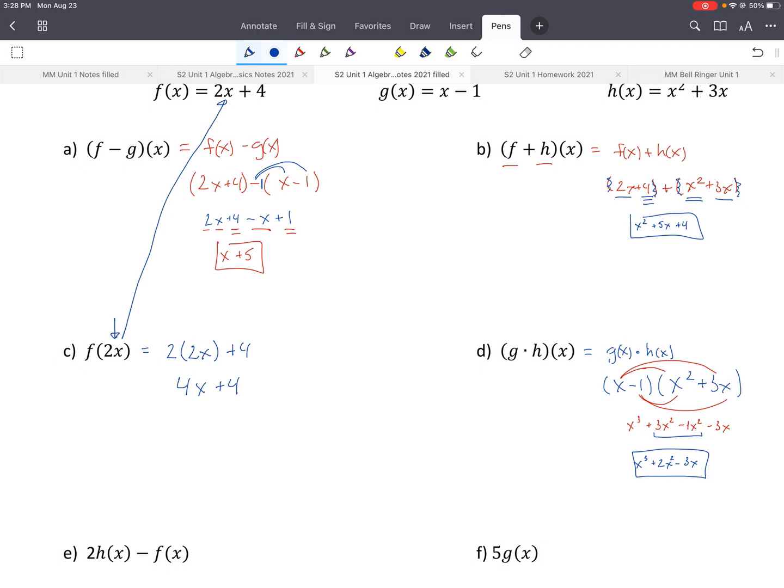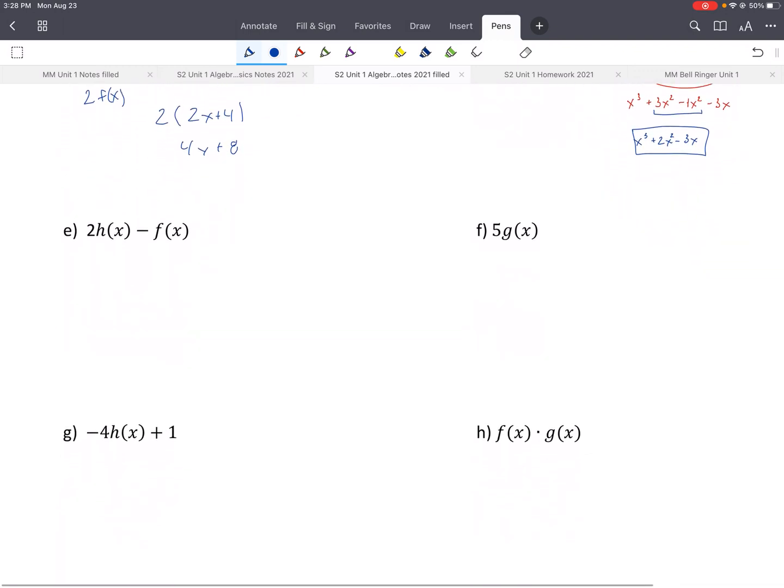And it's different than just, this is not the same as 2 times f of x, because that would end up giving you 2 times 2x plus 4, which would give you 4x plus 8. So make sure you keep that in mind. Those are not the same.